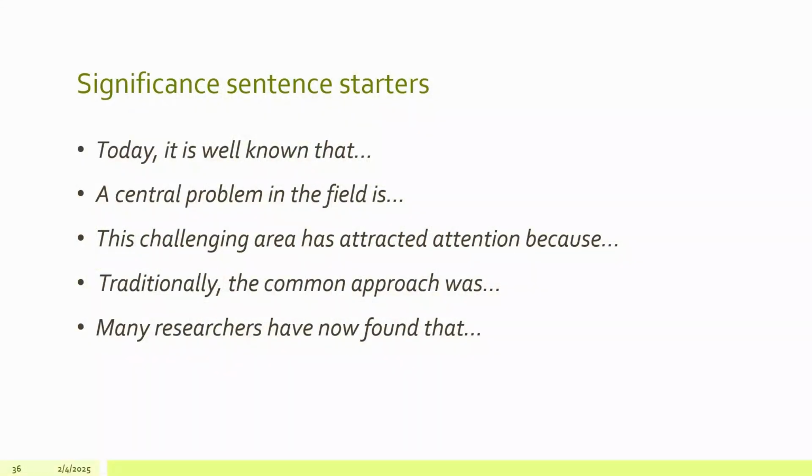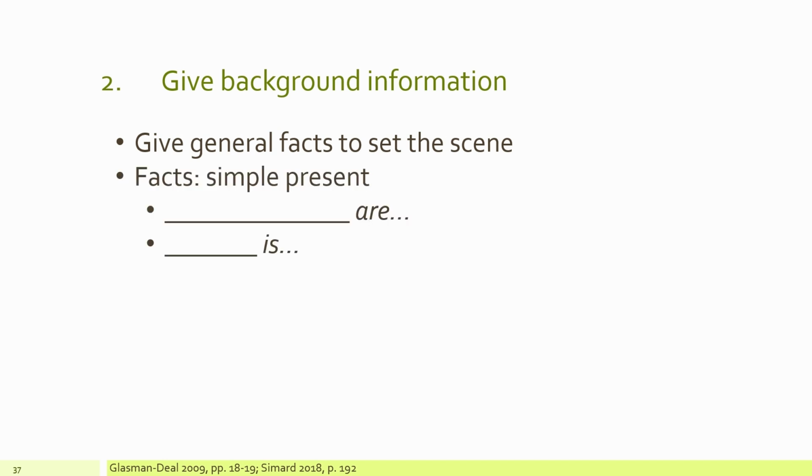Putting some of the significance vocabulary to use, here are some sample sentence starters. Today, it is well known that. A central problem in the field is. This challenging area has attracted attention because. Traditionally, the common approach was. Many researchers have now found that. To give background information, provide factual information that introduces the topic. Start with whatever fact is most general, thinking of the hourglass shape. This gives the reader enough information to understand the problem when you introduce it later. Again, use present tense to present factual statements because they are true in the present.